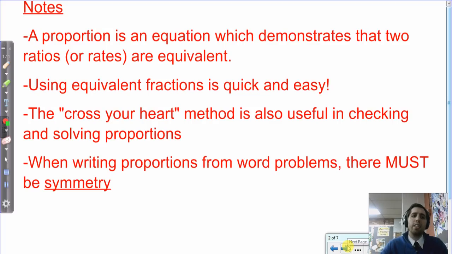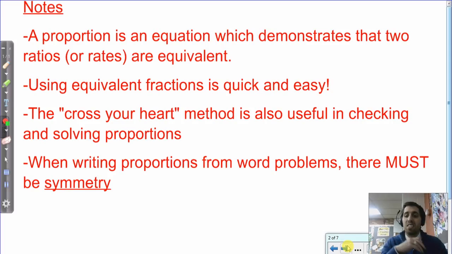Here we go. Notes: a proportion is an equation, so it's always got an equal sign, which demonstrates that two ratios or rates are equivalent. So we're trying to show that this relationship we have is the same, or is mirrored, or it's a similar relationship between two. In terms of solving proportions or verifying proportions, if they ask us, is having 6 cups of sugar for 2 batches of brownies the same as having 12 cups of sugar for 6 batches of brownies? And that would not be the same. You'd have a very, very sugary second batch of brownies, or second set of batches.